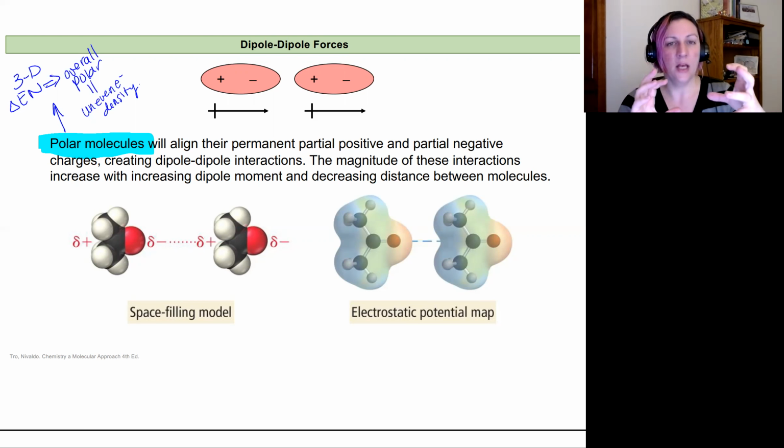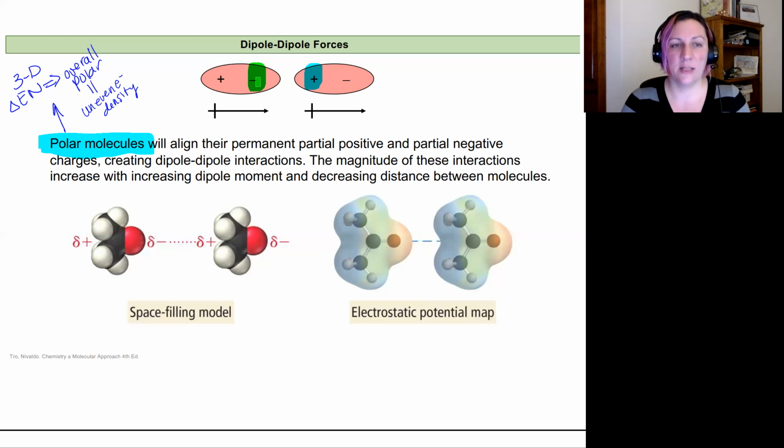Now, the intensity or magnitude of these interactions will increase as the strength of that dipole moment increases, or as you decrease the distance between the molecules. So in a solid state, it would be a more intense interaction. But even in a liquid, it can still be quite strong, especially if we have a very strong dipole moment. So here are some examples at the bottom showing space-filling models of, here, let me draw it out for you.